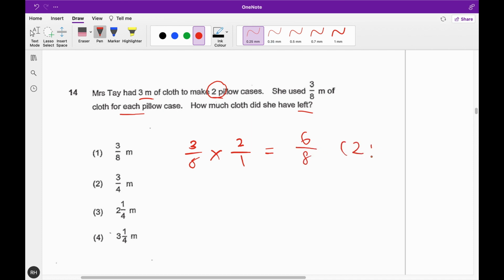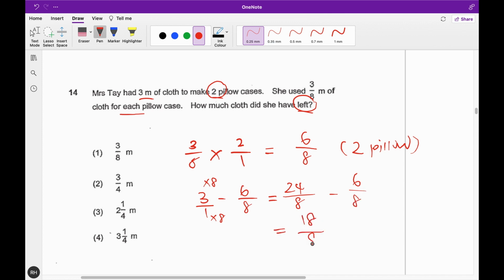So for 2 pillowcases, Mrs. Tay used 6 out of 8 meters. We want to find how much cloth she had left. So originally we have 3 meters, so 3 minus 6 out of 8. Okay, so 3 out of 1 minus 6 out of 8. So for minus, we have to make sure the denominator is the same. So we times 8 here, and then we times 8 here. So 3 times 8, 24 out of 8 minus 6 out of 8.